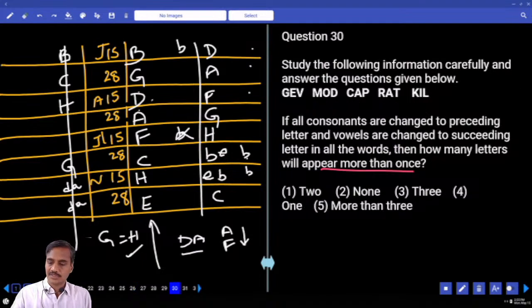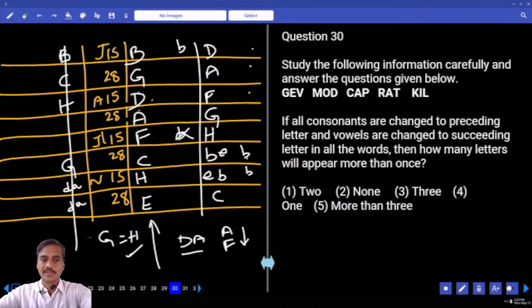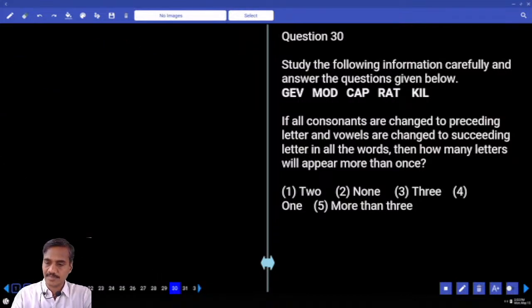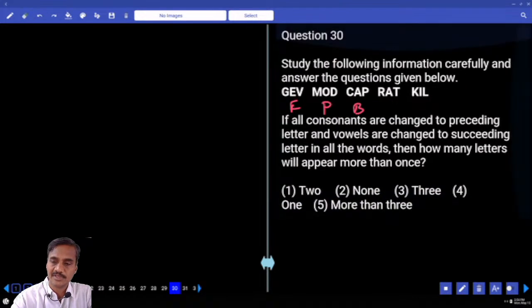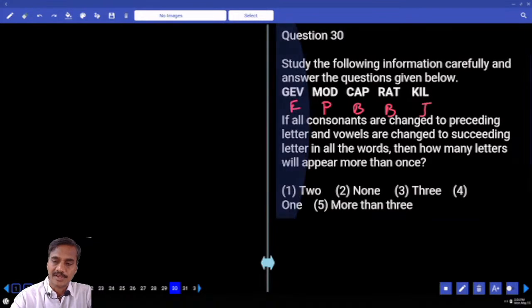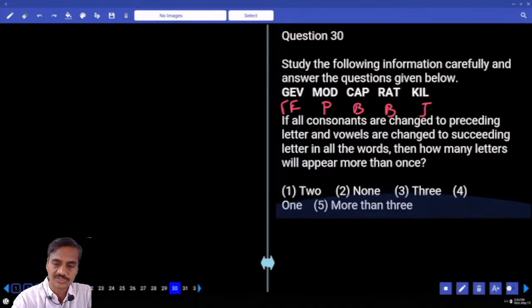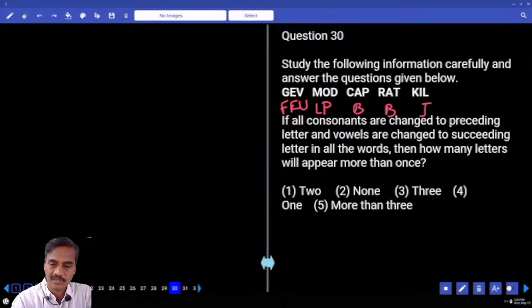Then next one, 30th. Question number 30. If all the consonants are changed to the preceding letter, that is consonant minus 1, and the vowels are changed to the next, how many letters will appear more than once? Vowel plus 1, E will become F, O becomes P, A becomes B, A becomes B, I becomes J. And consonant minus 1, now this is F and U, L and C.